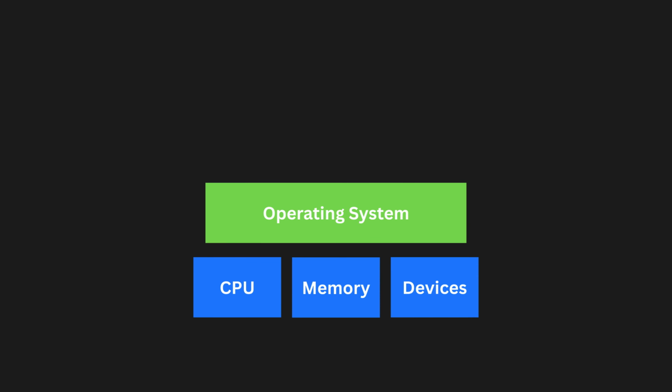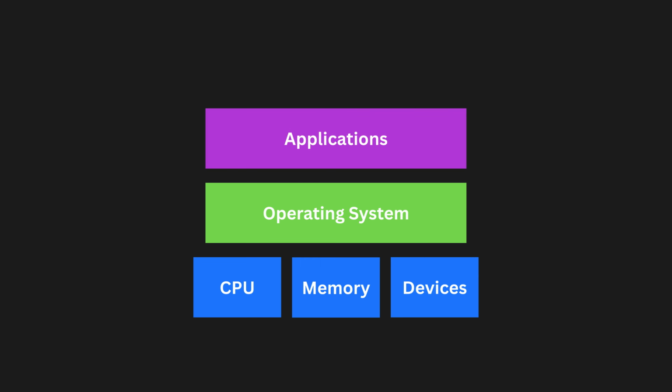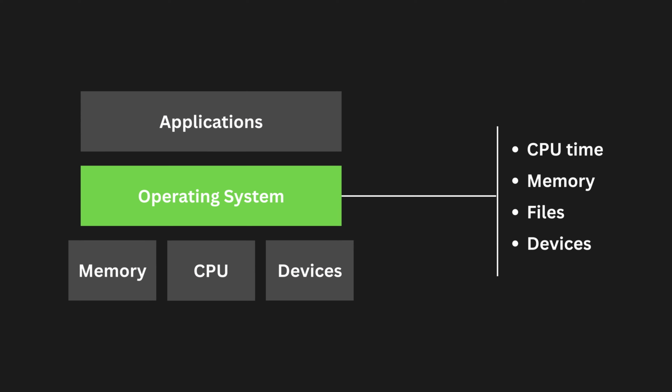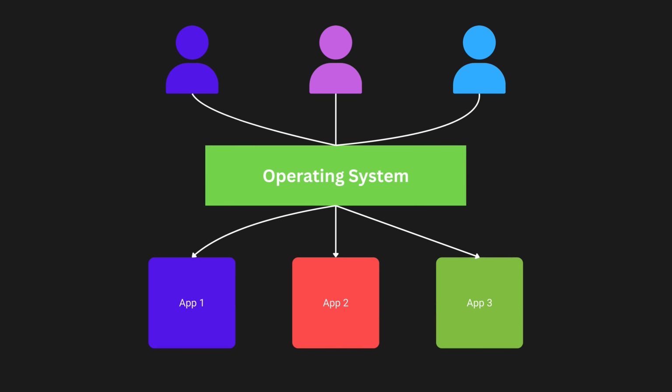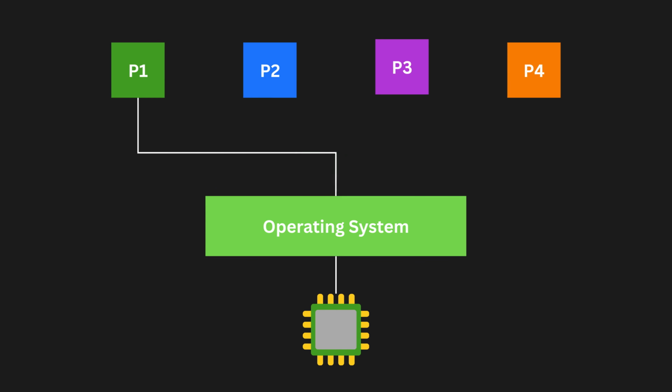If we look at the conceptual architecture of a computer, at the core, we have hardware, which contains the CPU, memory, and I/O devices. On top of that sits the operating system, and finally, we have applications and programs. The operating system's job is to manage resources like CPU time, memory, files, and devices, so that multiple users and applications can run efficiently and without interfering with one another. And one of the most important parts of this management is process management, or simply task management.